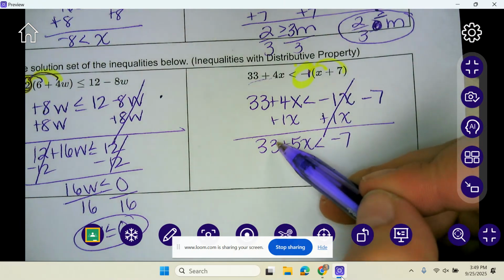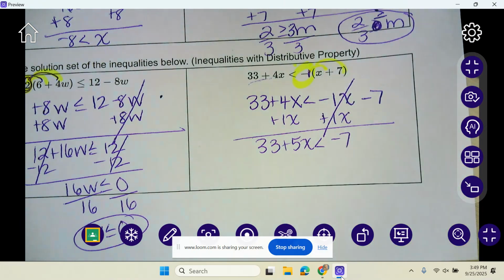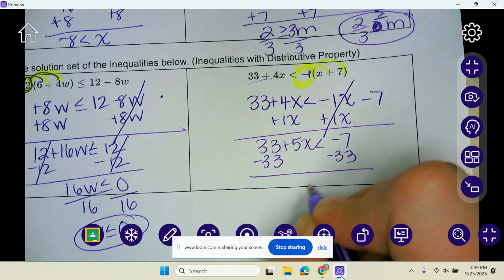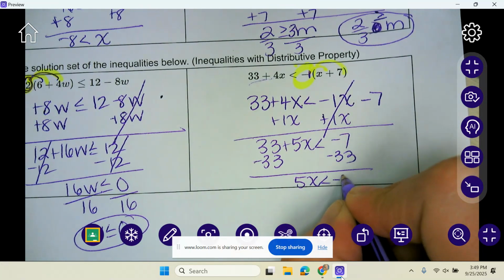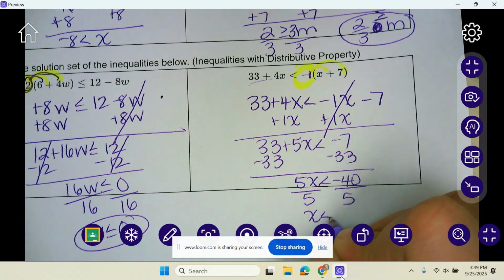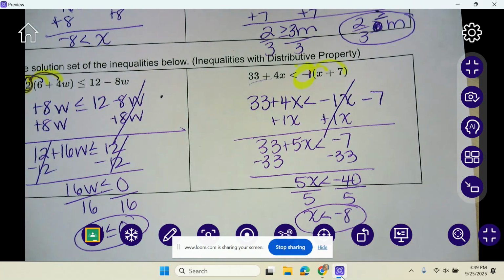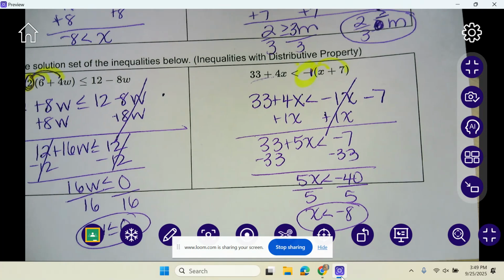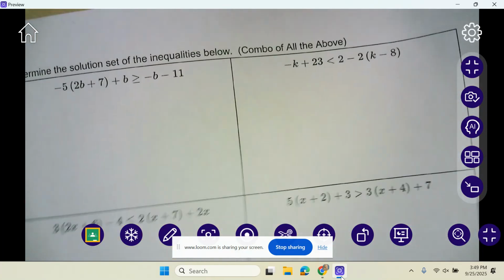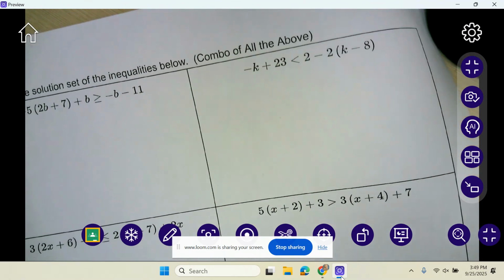Next up, I'm going to move the constant to the side of the variable. So I'm going to move the 33. Divide by 5. X is less than -8. Okay, last page. We're going to take this number and distribute it across.